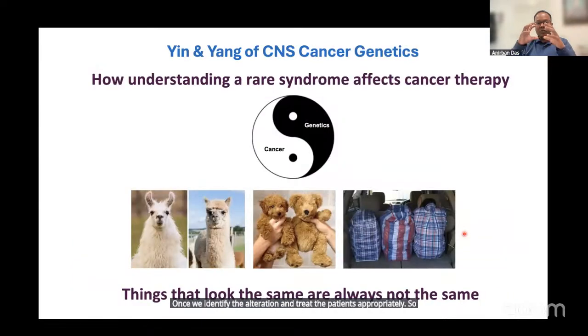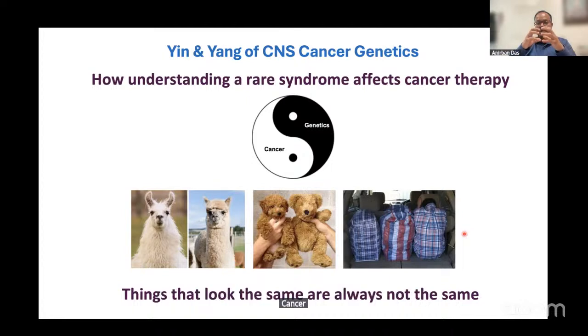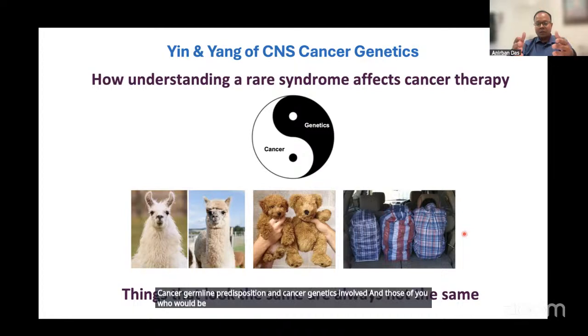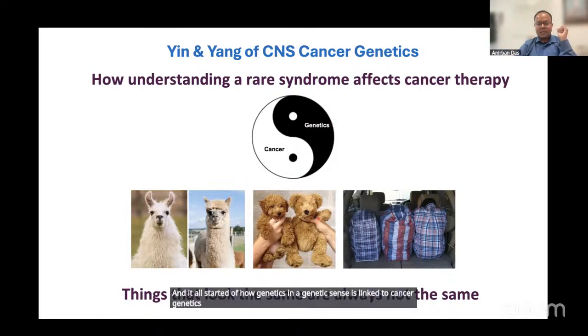So moving from the story of infant high-grade gliomas and V600E high-grade gliomas, where we have seen the magic of targeted therapy, to another form of high-grade gliomas where there is a lot of cancer germline predisposition and cancer genetics involved. And those of you who know me know that this is one of the cancers that I am personally passionate about. And it all started with how genetics in a genetic sense is linked to cancer genetics. And as you can see here, these are looking the same, not the same.